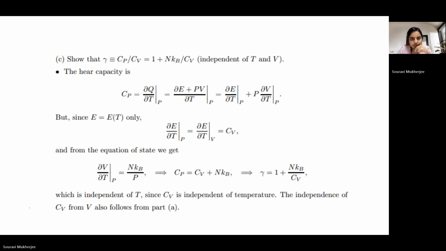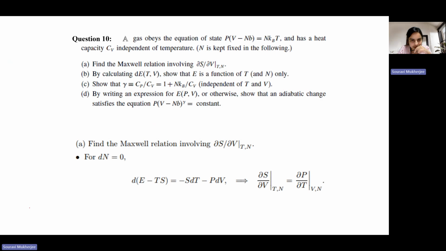Okay. Now the next part of the question says that if I go back, gamma, which is Cp by Cv, is this value which is independent of T and V. Okay. How do we show that?